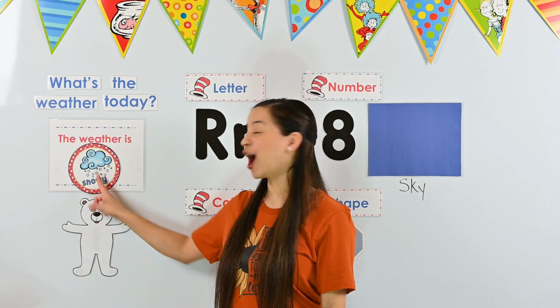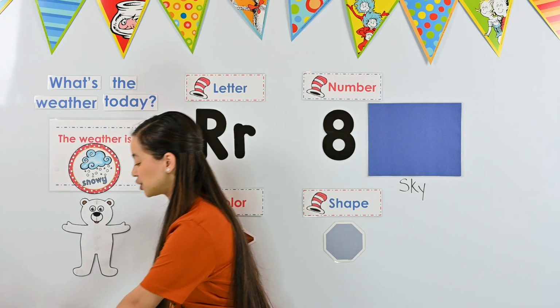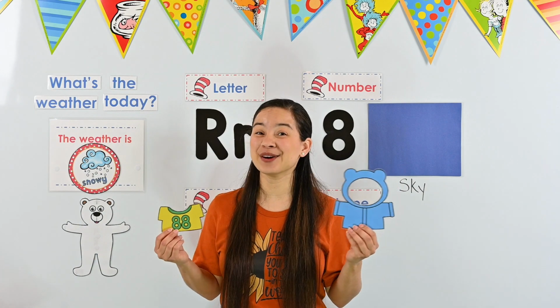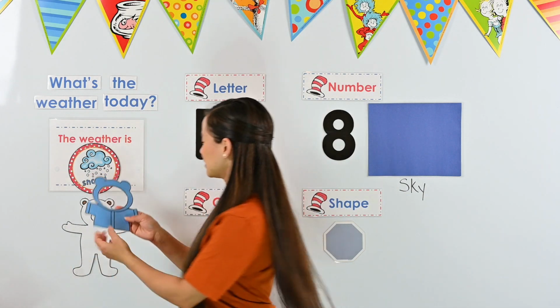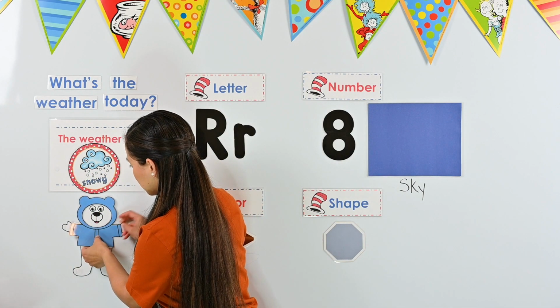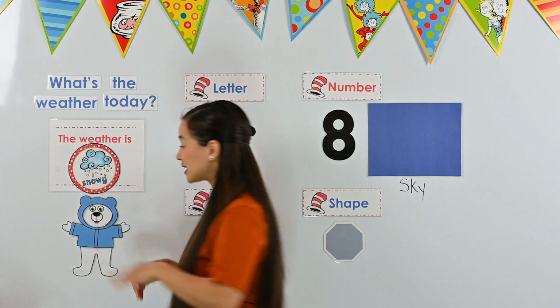Okay, now we need to get Perry the polar bear dressed for a snowy day. Can you help? Perfect. Let's start with his top. Which top should Perry wear on a snowy day? Should he wear a short sleeve shirt or his winter coat? If it's snowing outside, that means it's cold, and Perry should wear his winter coat. Let's add the coat to Perry the polar bear. There we go. Perry has on his winter coat for the snowy weather.